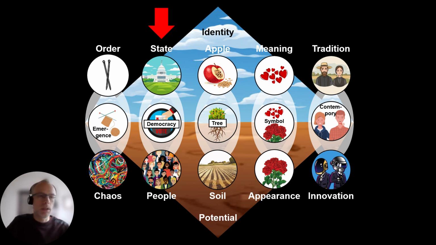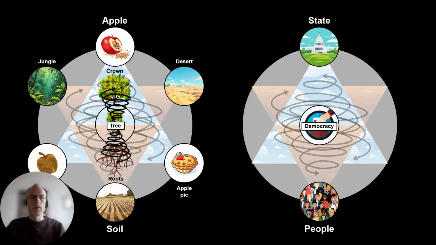So we're now going to look at the state and the people, how they come together in the middle to form a democracy. And we're going to do that at the end of the example of the apple. So we see that all the potential of the nutrients, the soil, you can compare it with the people. They are all the potential, all the diversity, the multiplicity, and they spiral upward in order to find an identity. And the identity is contained into the state.